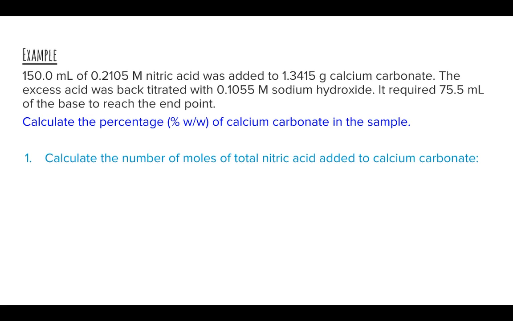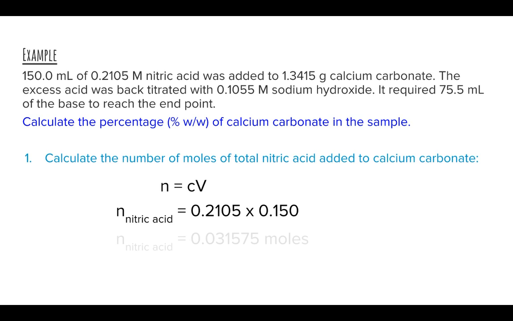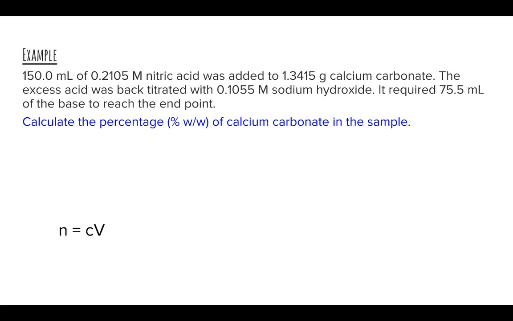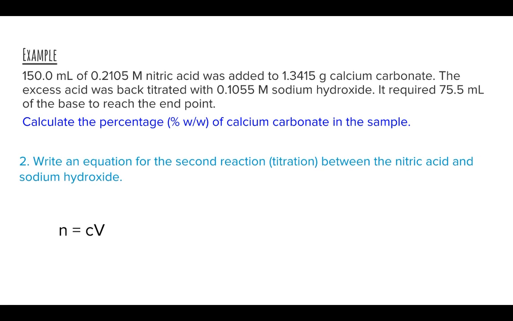So first of all, we need to calculate the number of moles of nitric acid that was initially added to the calcium carbonate. We do that using our n equals CV. So the number of moles of nitric acid will then be equal to 0.2105 by 0.150 litres. That gives us a total moles of 0.031575.